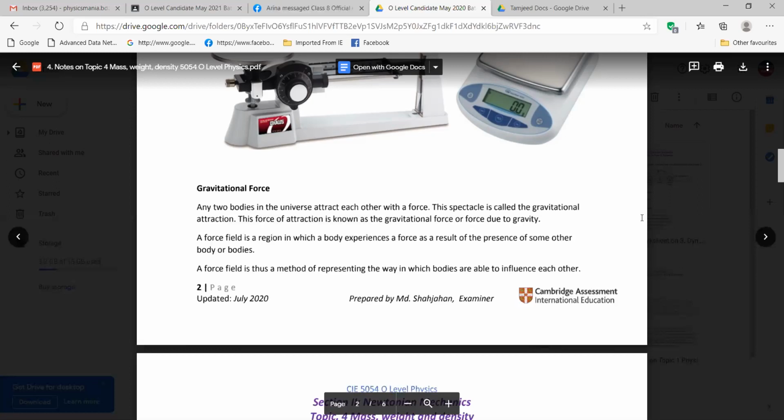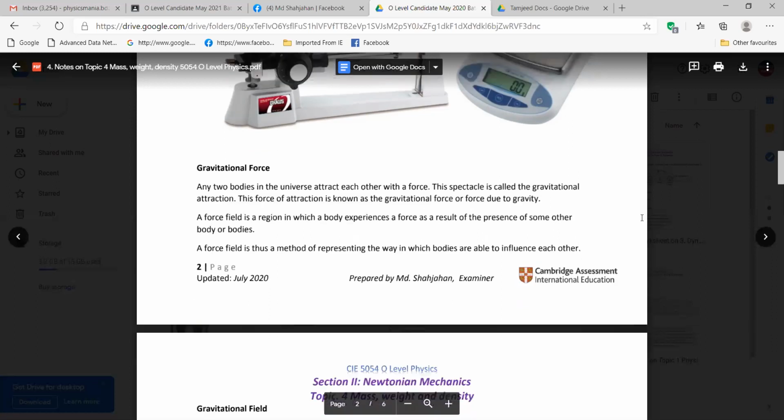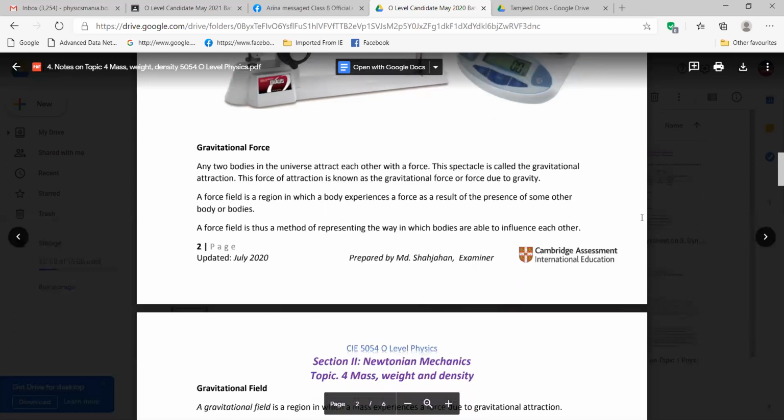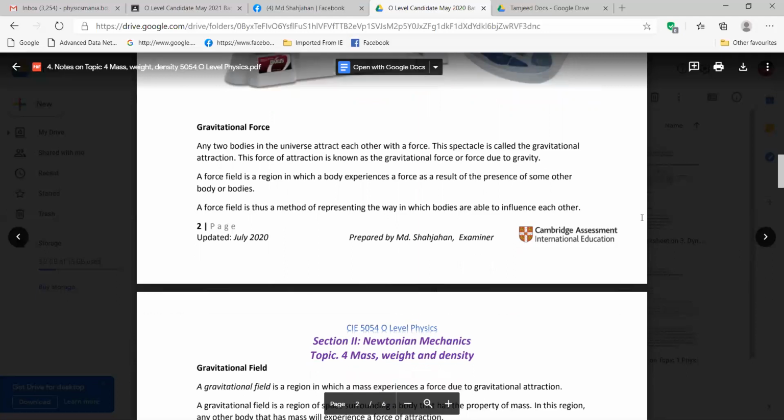A force field is thus a method of representing the way in which bodies are able to influence each other. Same thing. Quite similar to whatever we discussed. Okay, similar. So we can proceed, right? Yes.